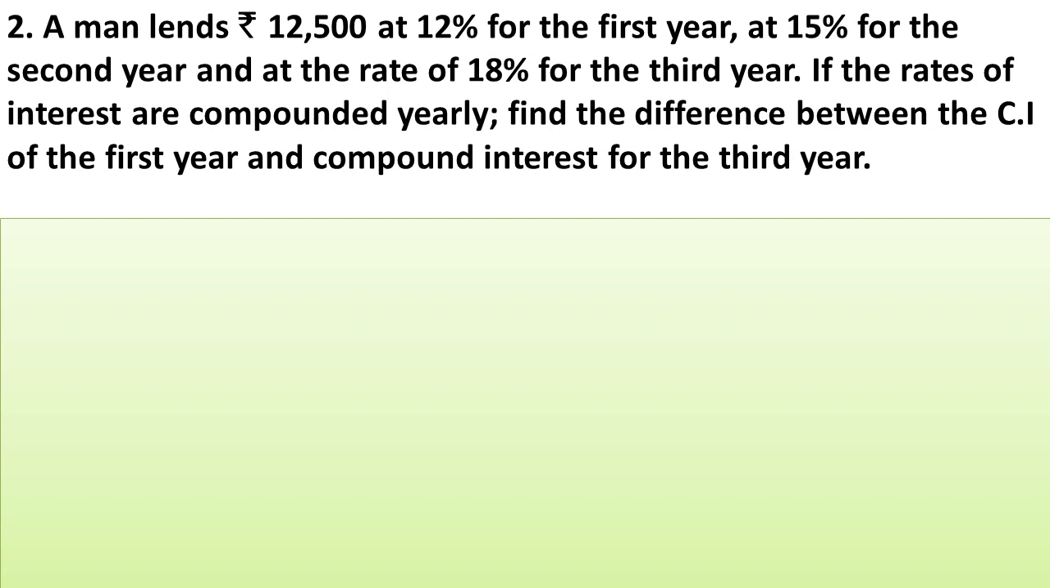Try to understand the given question, children. It is said that the principal amount is 12,500 at the beginning, and the rate of interest charged for the first year is 12%, second year is 15%, and for the third year is 18%. It is very clearly stated in the question that we have to find the difference between the compound interest of the first year and the third year. Many of the students will think that we have to calculate the compound interest of the first year and the third year.